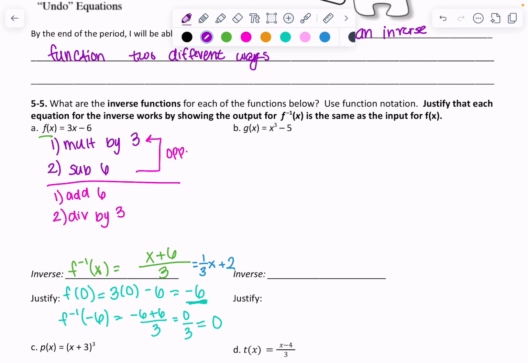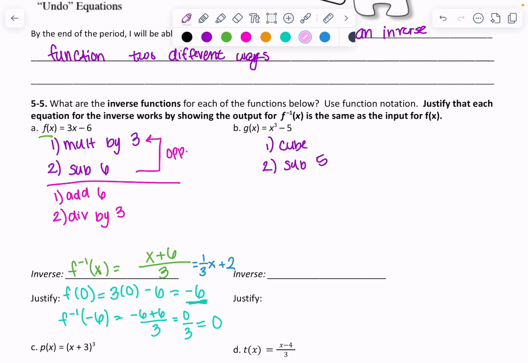All right, let's try another one. On letter B, we're doing the same sort of thing, thinking about what steps are happening to g of x, right? Looks like the first thing that we're doing to x is we are cubing, and the second thing we're doing is subtracting 5.